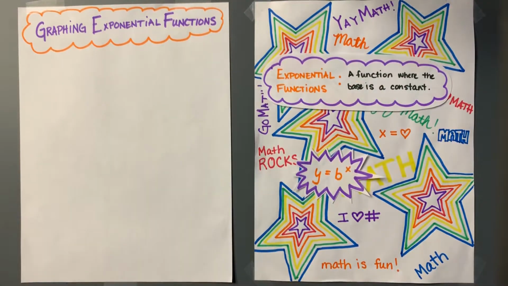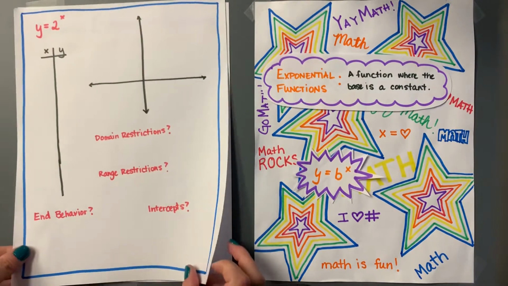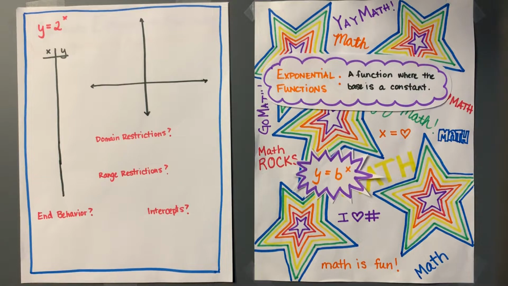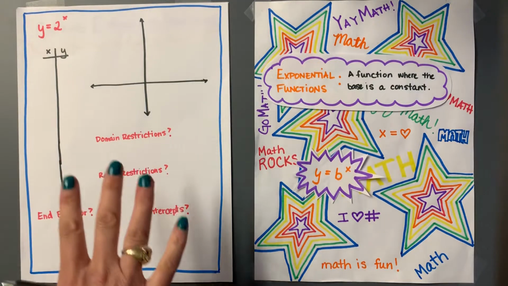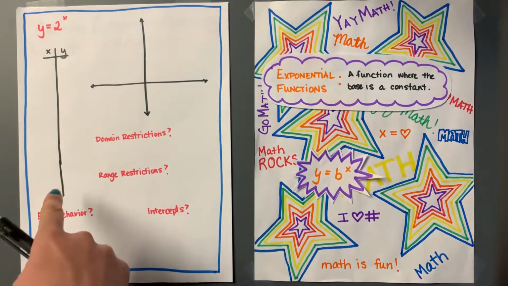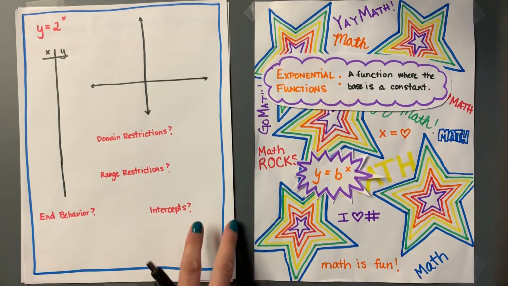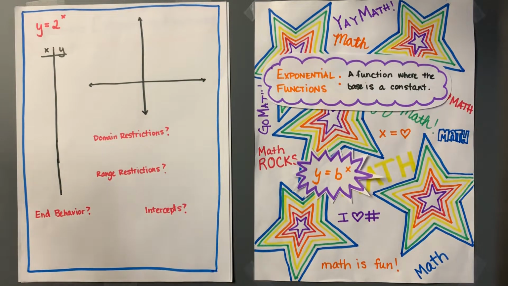We're going to start exploring this function, looking at the exponential function y is equal to 2 to the x. This is going to be about our most basic exponential function. So we're going to go through graphing it by using a table of values to explore it. And these are some of the questions we're looking into as we are exploring this.